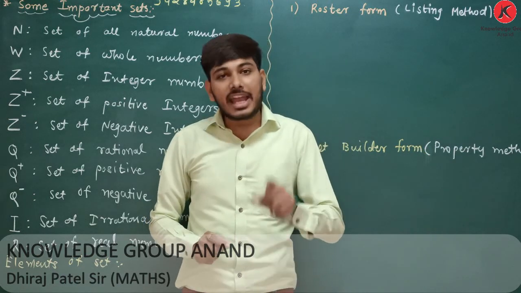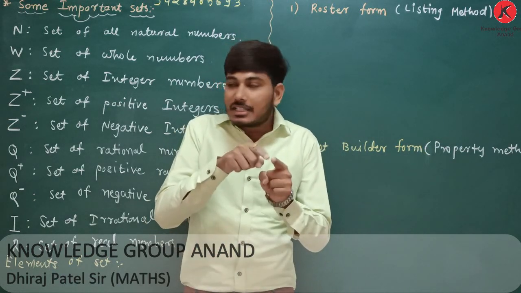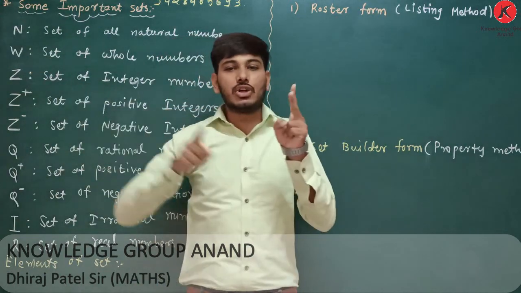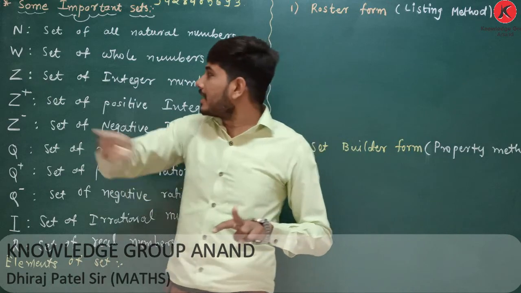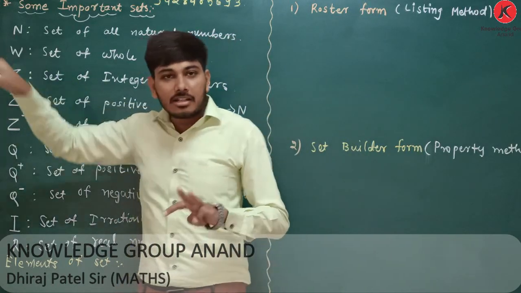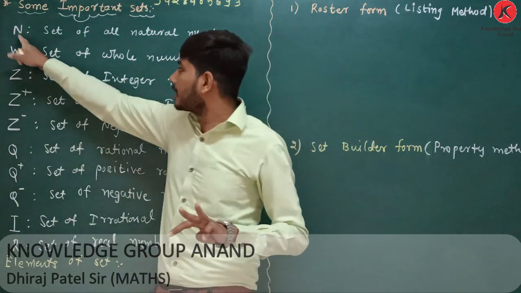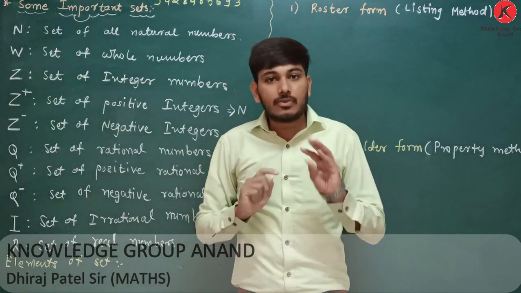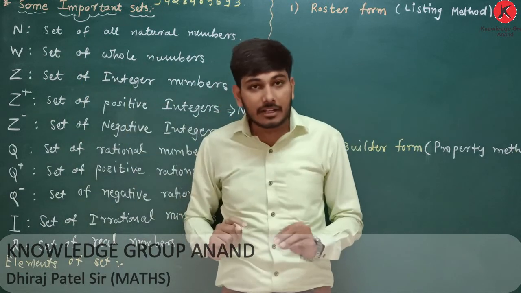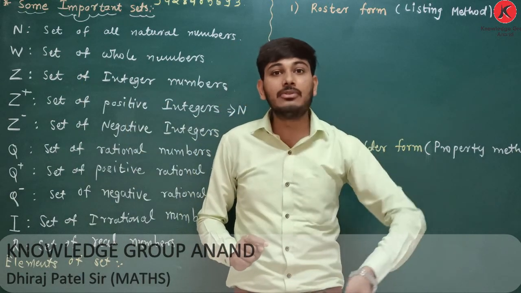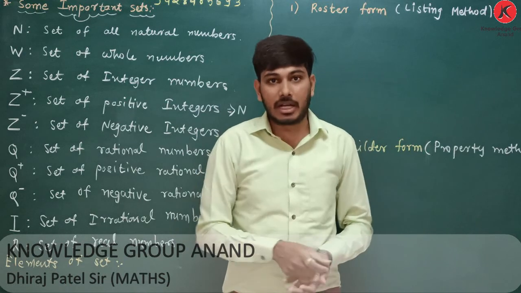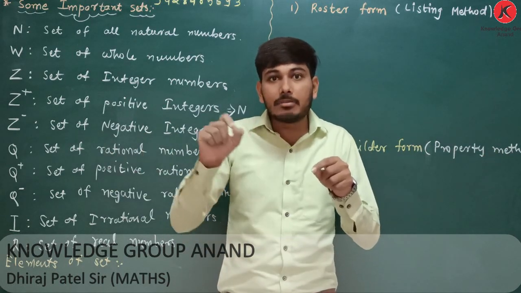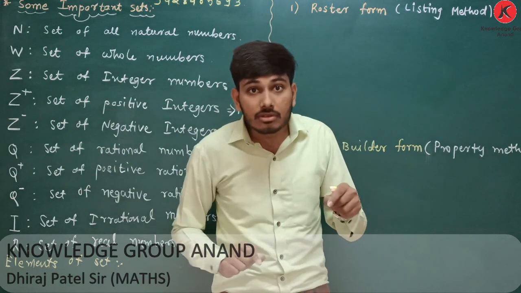Therefore, we can say that 1 is an element of set N. Also, we can say that 2 is an element of set N. 3 is an element of set N. 4 is an element of set N. 5 is an element of set N. And how can we represent this statement? This statement is very long.